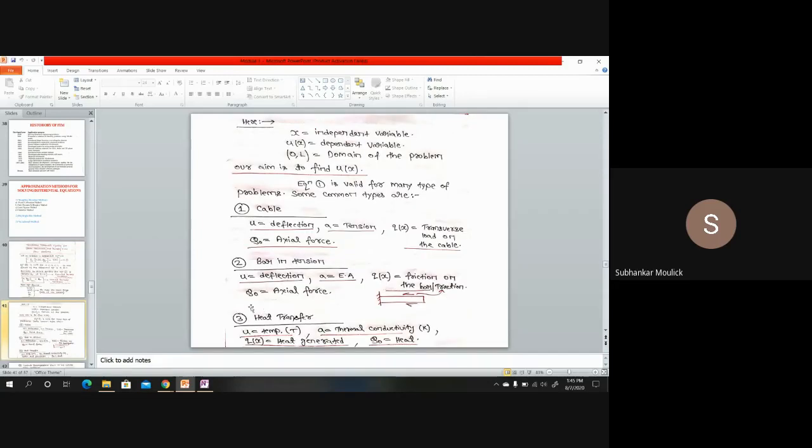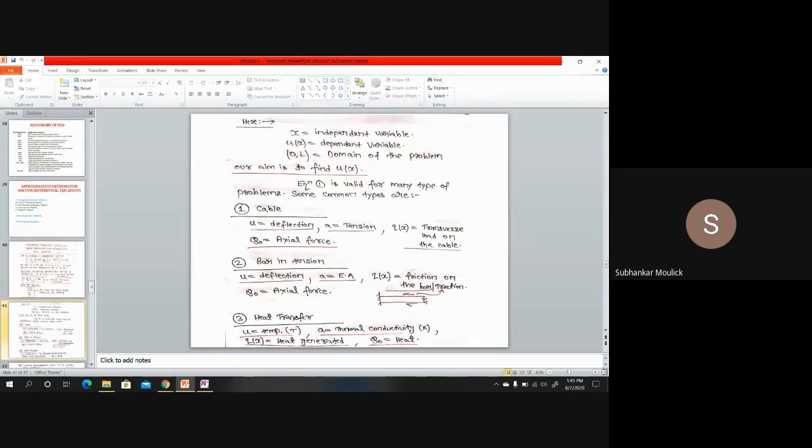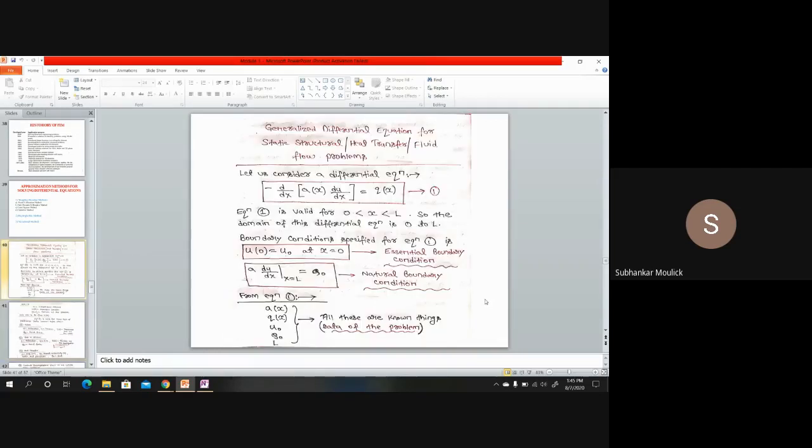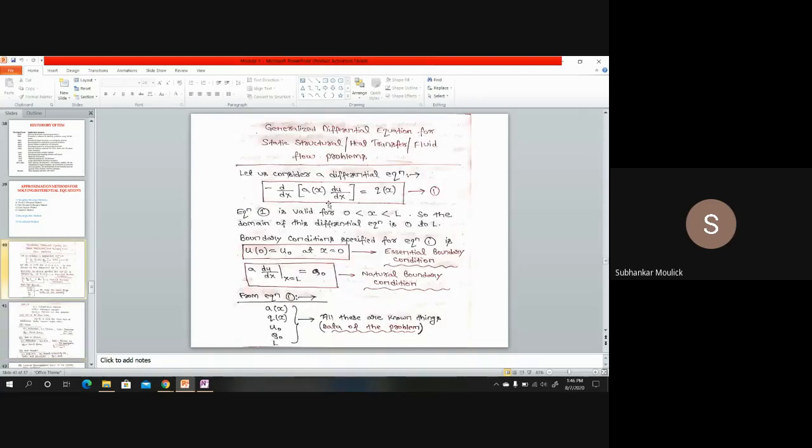And what is Q naught? This Q naught is the axial force. That means in this problem, if I apply say an axial force of P, then that Q naught will be P. If the same differential equation is used for a heat transfer problem, your u will be what? Your u will be temperature. How the temperature profile is varying, then in place of u you have to write T, dT by dx.